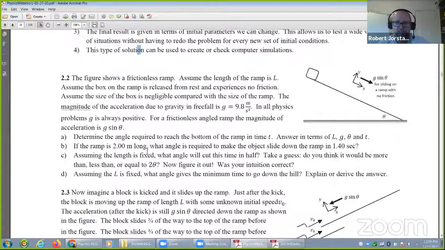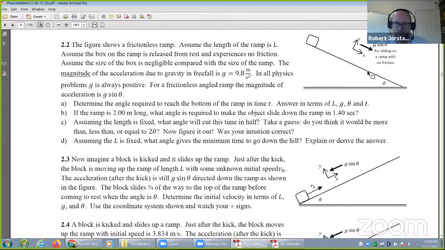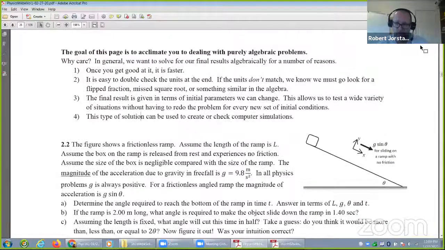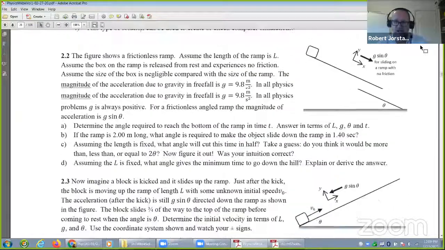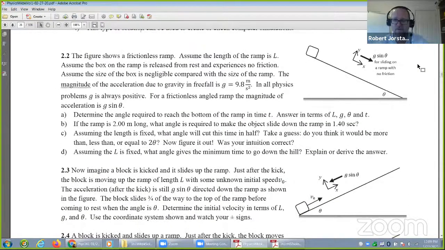All right, let's start with 2.2 on page, what was it, 24? So I'm going to draw this on my whiteboard. I'll give you a second to get this on your paper in front of you, all right?